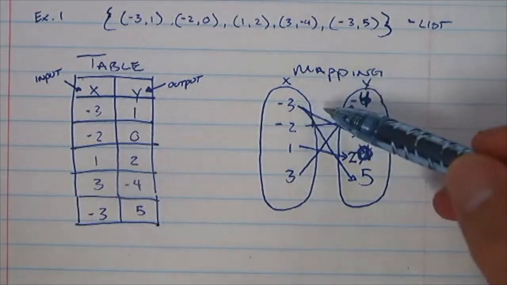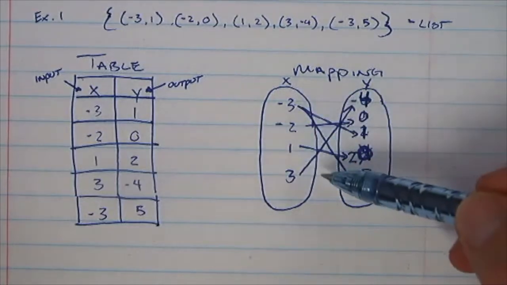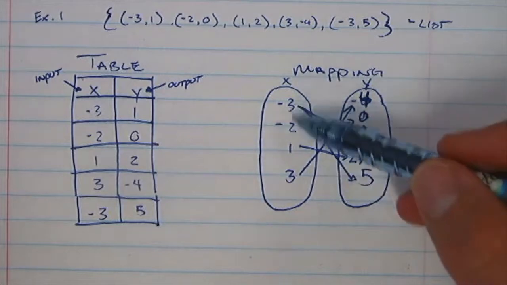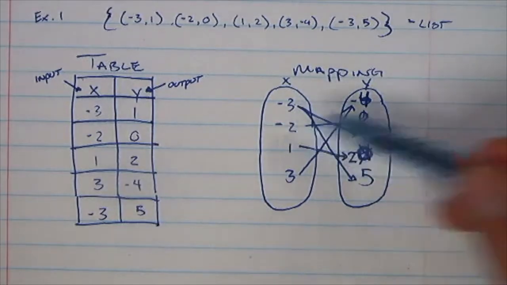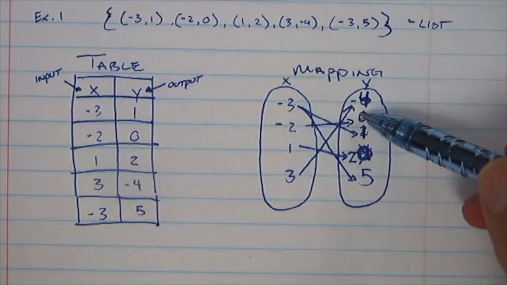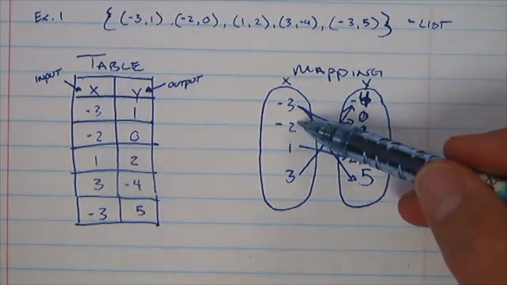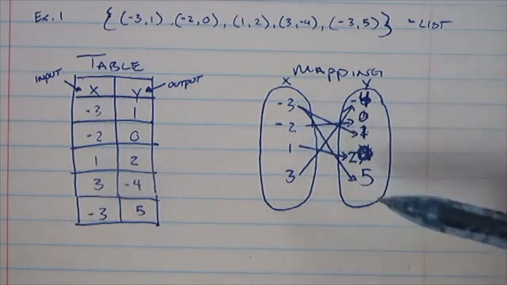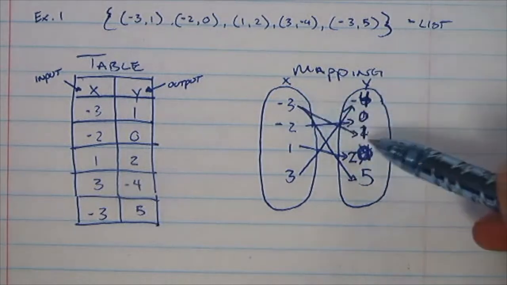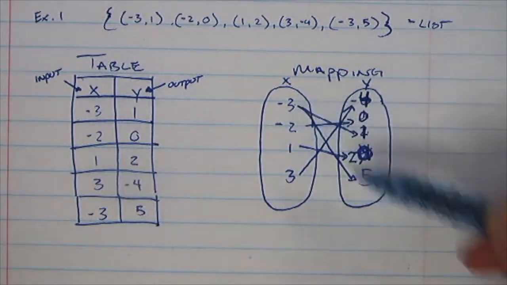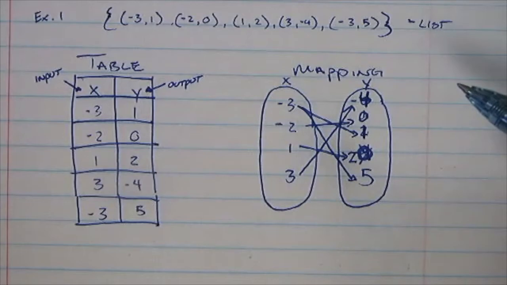Okay. So if we were trying to convert a mapping into ordered pairs, for each line, we'd have one end being an X and the other side being the Y. Okay, so that's -2, 0 in the ordered pair. -3, 1, -3, 5, and so on and so forth. Okay.